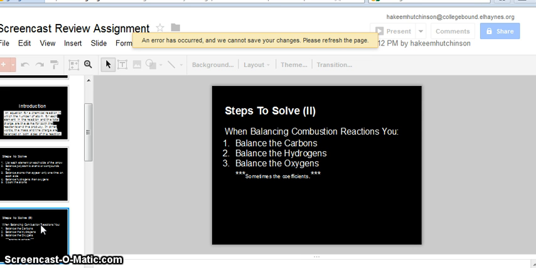Steps to solve part two. When balancing combustion reactions, you balance the carbons. Second, you balance the hydrogens. Third, balance the oxygens.